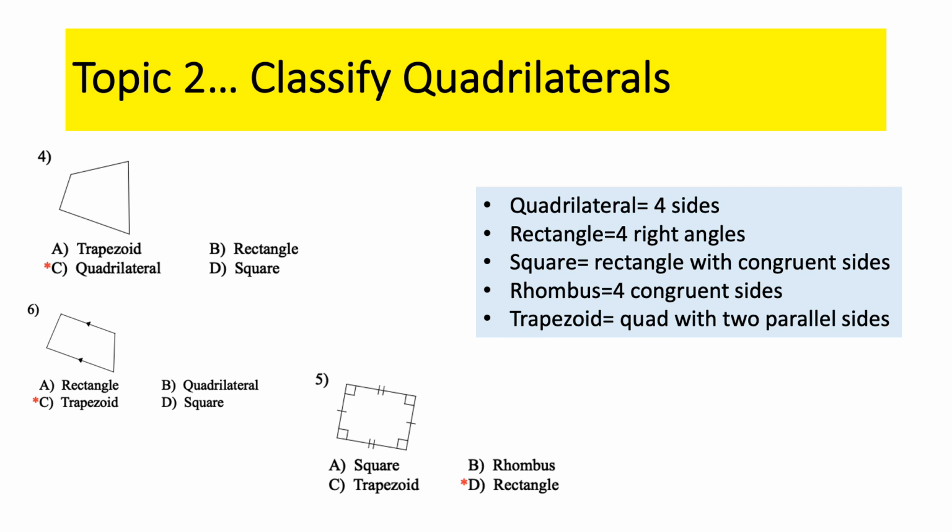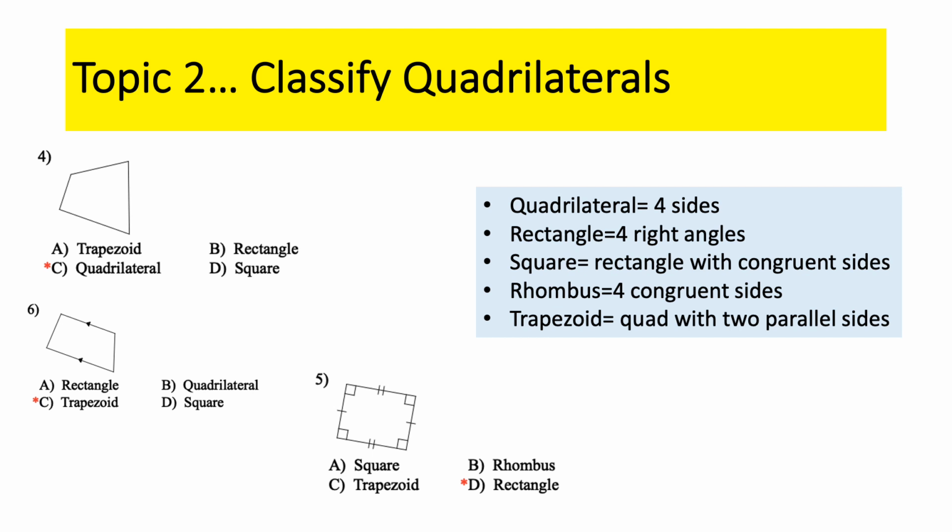So let's see. Question 4, there are no marks on it. You'll see two types of marks. You will see tick marks, and you will see little diamonds. The little diamonds mean parallel. The tick marks mean congruent sides. One tick mark means one congruent side goes with any side that has one tick mark. Two tick marks means that that side is congruent to any side with two tick marks.